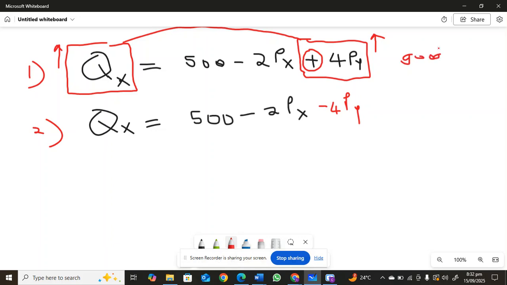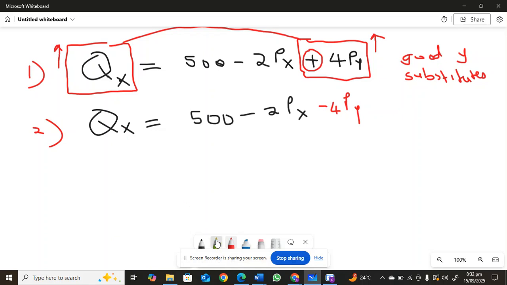Good Y is a substitute good because good X and Y are substitutes. Okay, good X and Y are substitutes, right? Meaning, if the price of good Y goes up, people stop buying good Y and substitute it with good X, meaning the quantity demanded of good X is going to increase.